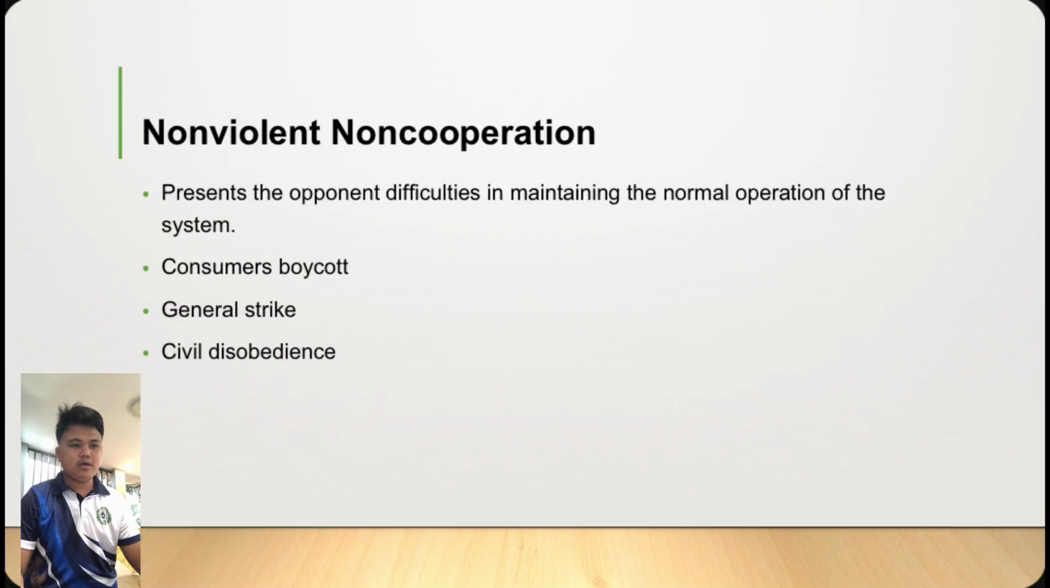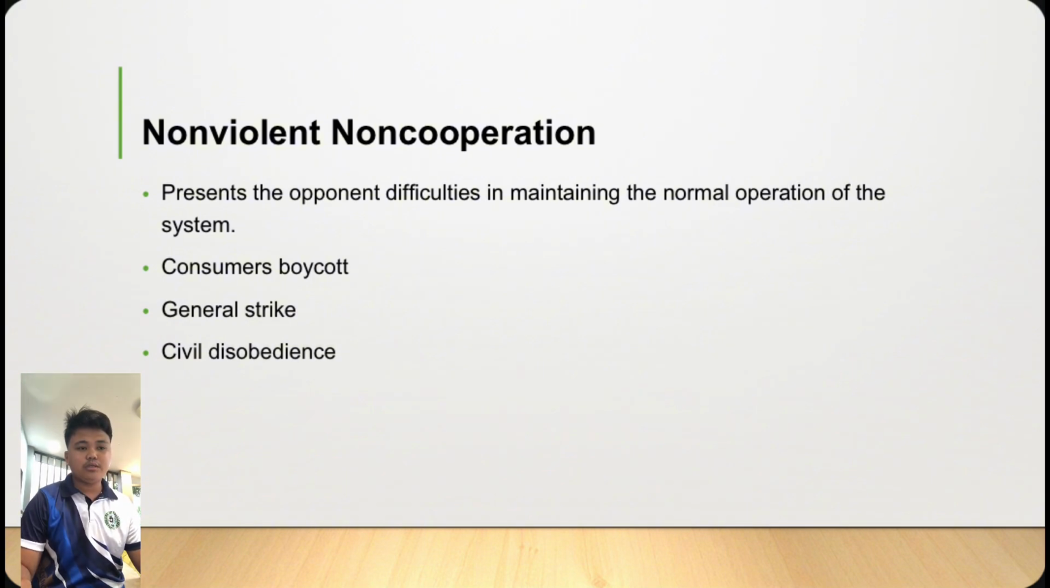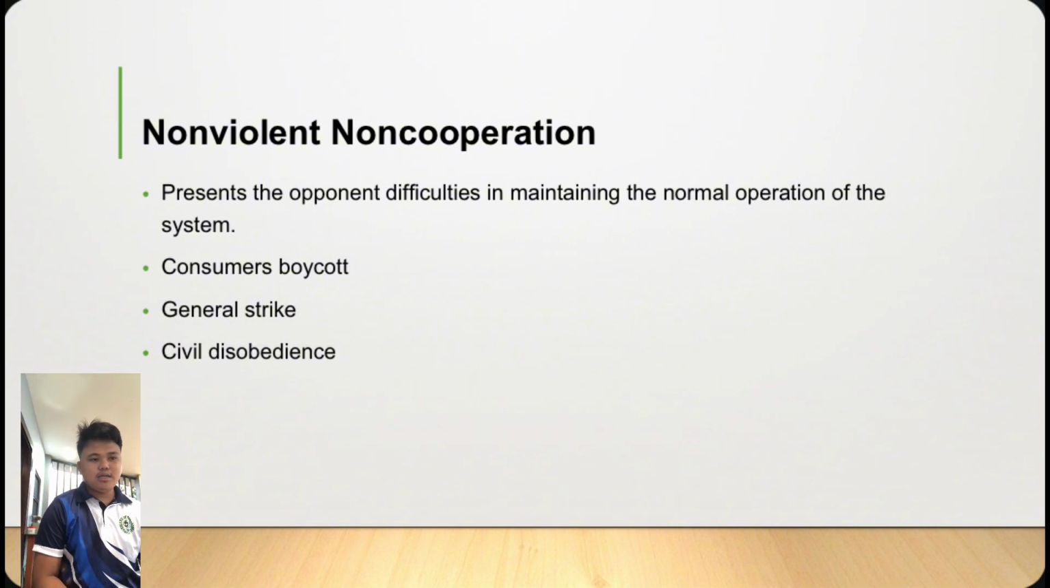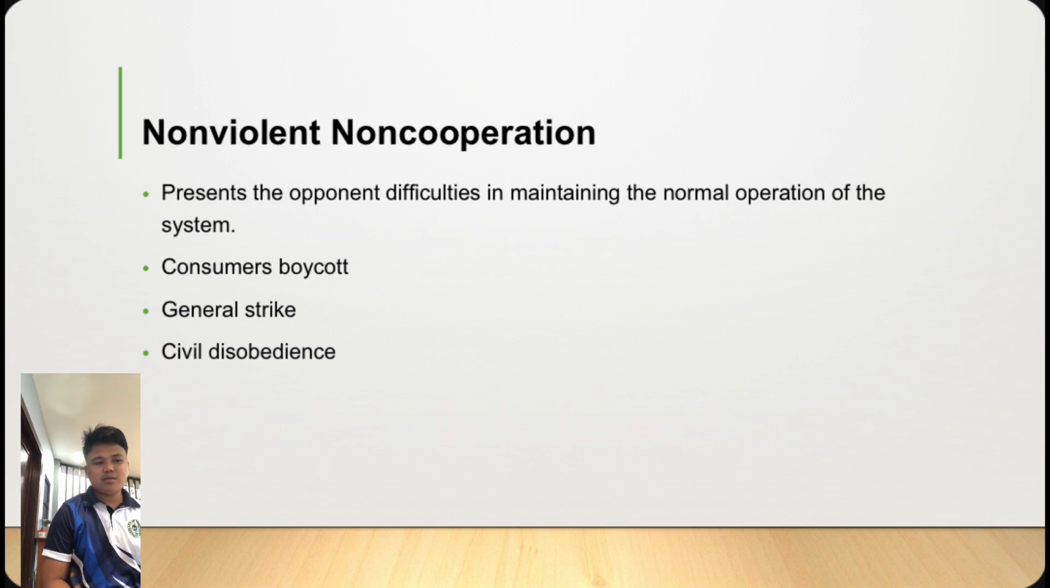Okay, next is non-violent non-cooperation. So it says that the opponent presents difficulties in maintaining the normal operation of the system. And next is consumers boycott. Consumers boycott talks about the refusal of the people to buy the goods and services of any corporation or government. Next is general strike. So when we say general strike, it talks about people gathered in one place to express their own sentiments on the current issues. They want to address something to the government or to any corporation.